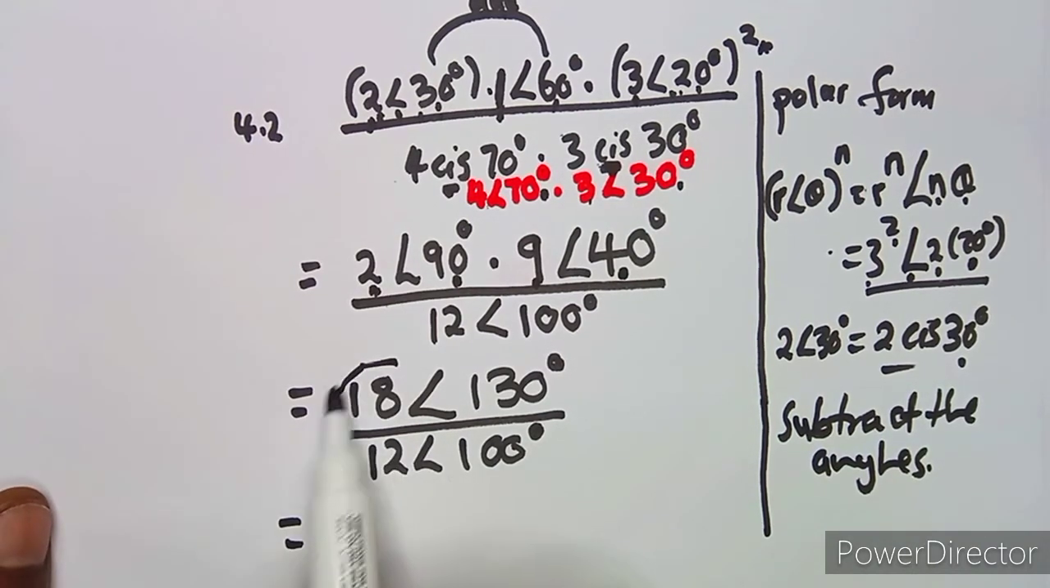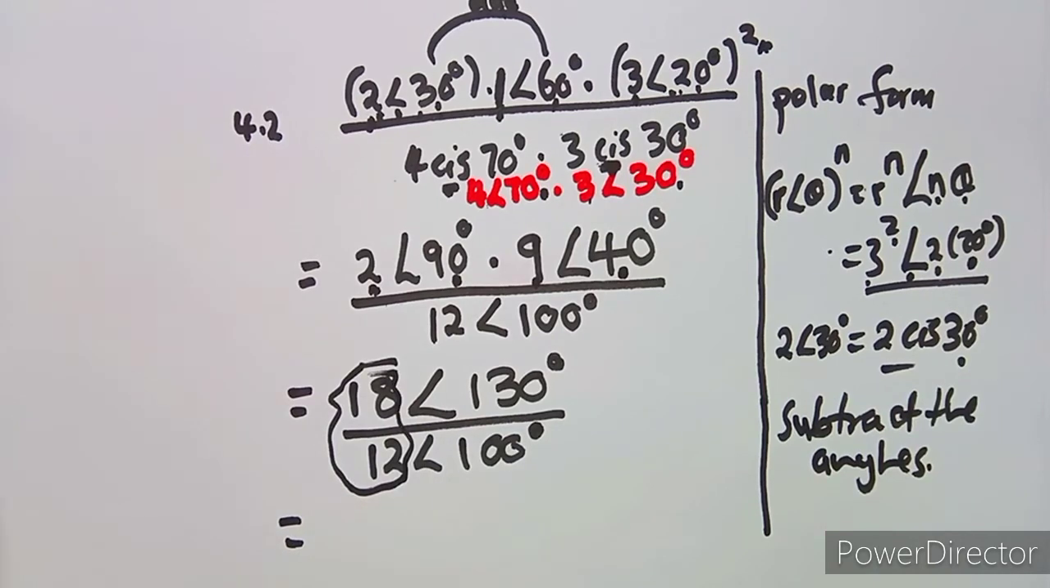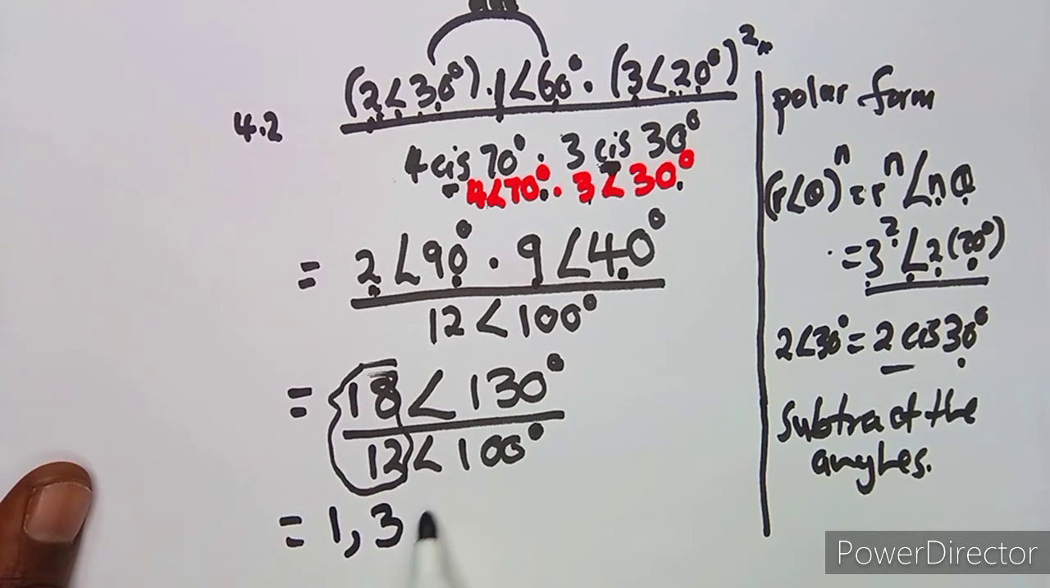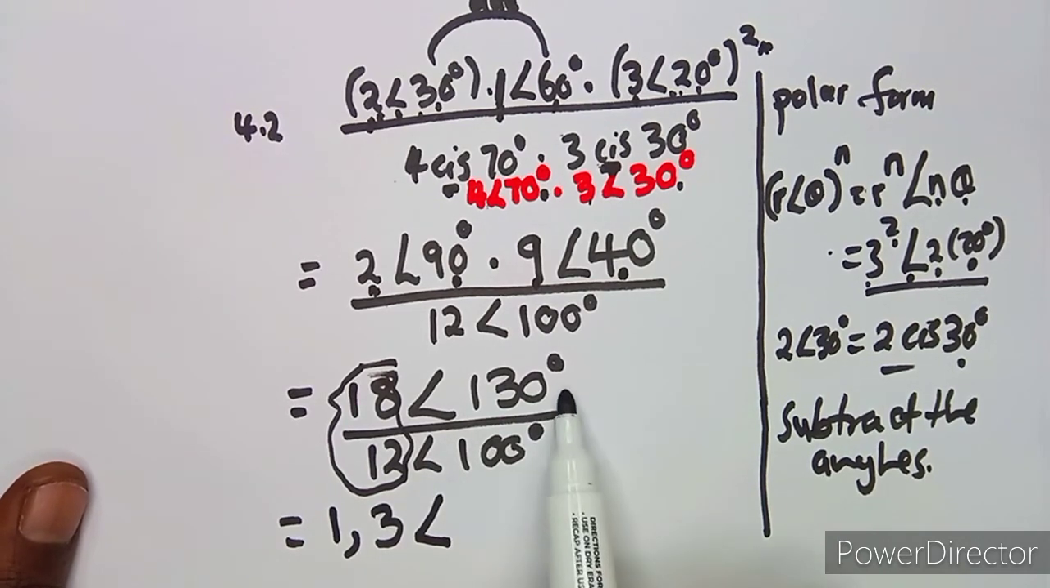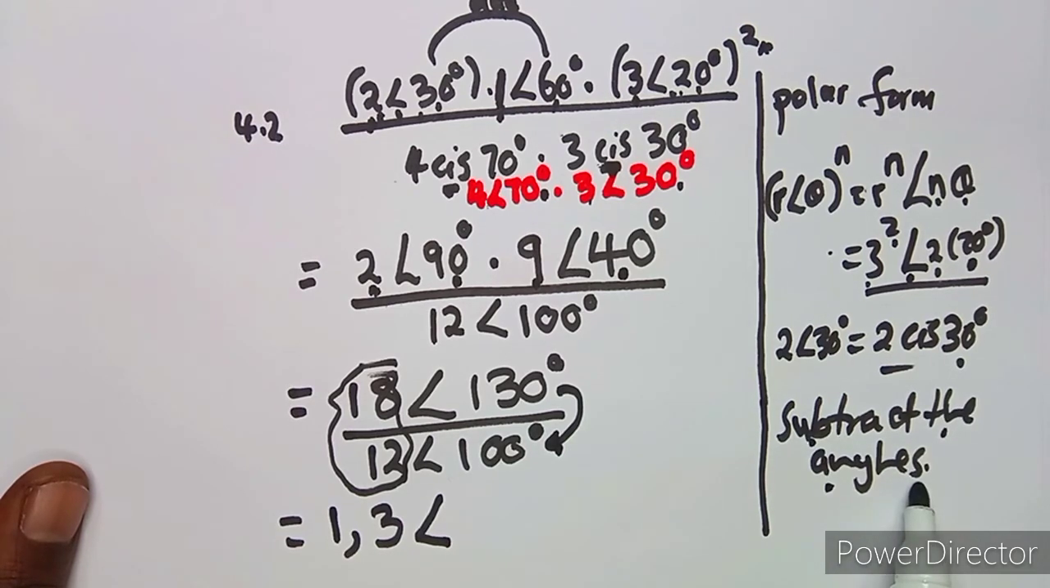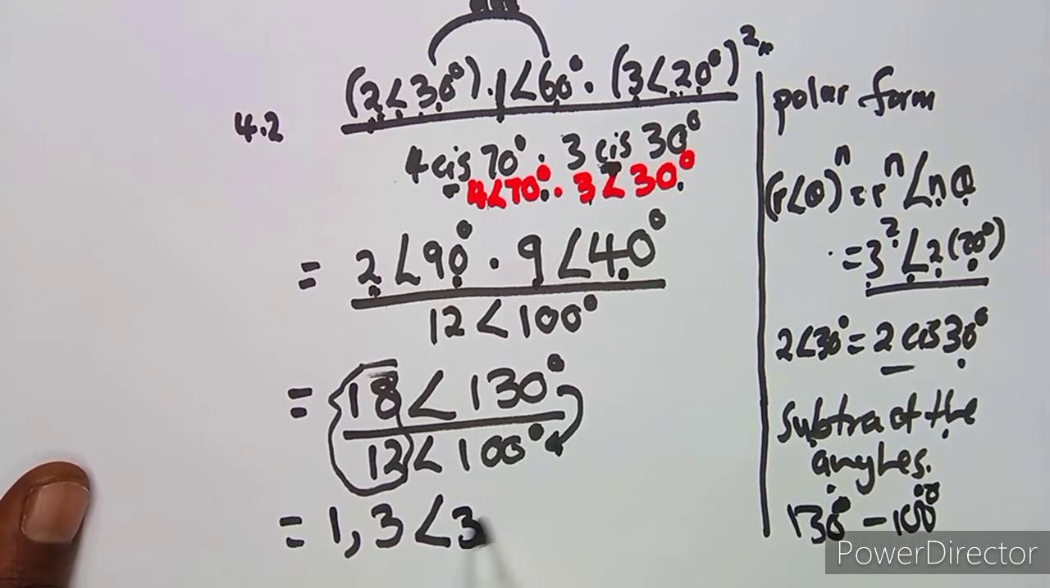So it's 18 divided by 12, like this. These numbers, you divide them as they are, which is going to give you 1,3 angle of. The angles now are the ones that you subtract. When you multiply, you add. When you divide, you subtract. So it's 130 minus 100, which is going to give us 30 degrees.